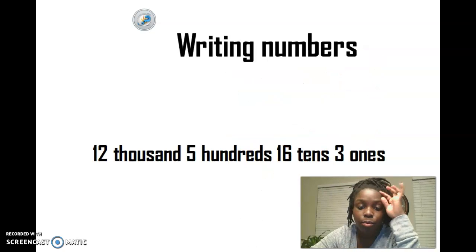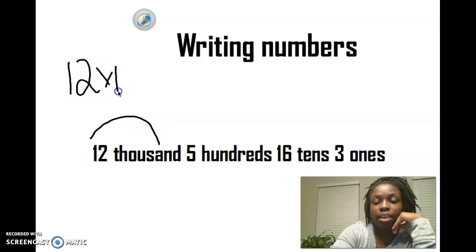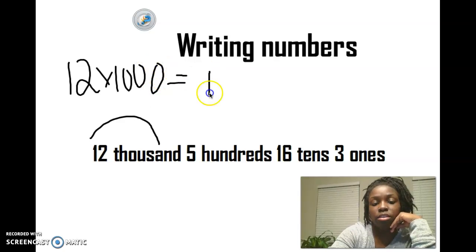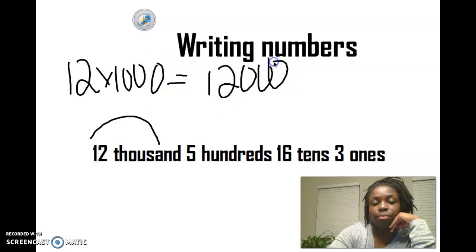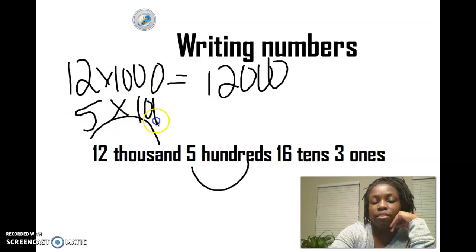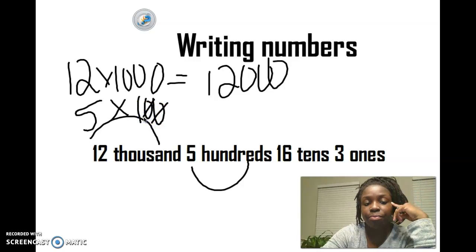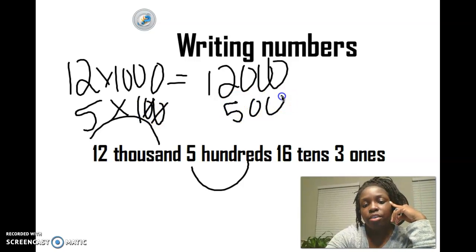Writing numbers. So remember when we have numbers like this, we need to make sure we write it out by solving multiplication, right? So we're doing 12 times 1,000 because it's 12 thousands, right? So 12 times 1,000. What is 12 times 1,000? Good, 12,000. Then I have 500. So that's 5 times 100. What is 5 times 100? If you don't know it off the bat, remember hide your zeros. So I know that's 500.